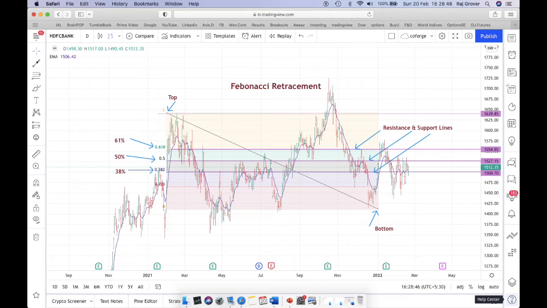The only thing we need to understand is the following. When I connect the Fibonacci chart from the confirmed top to the confirmed bottom price, the tool on its own draws a retracement level.